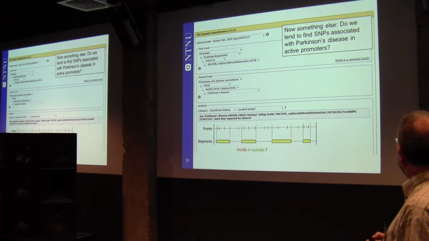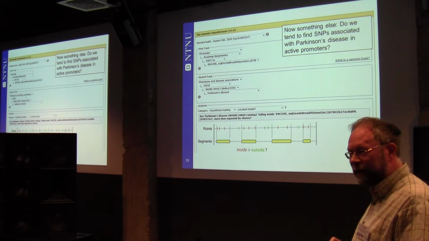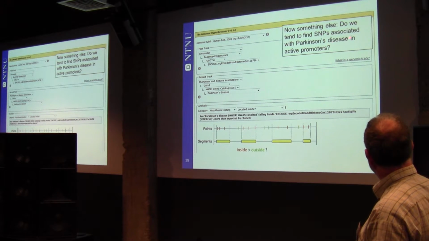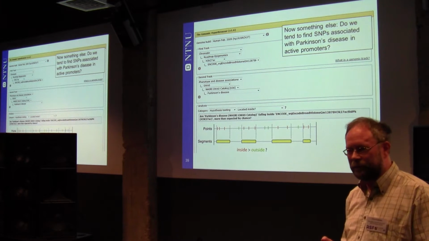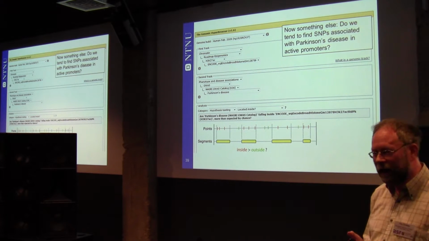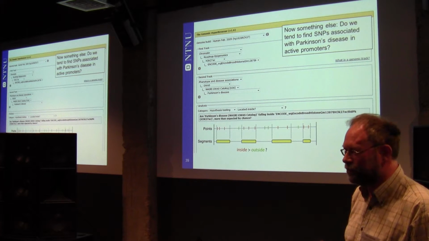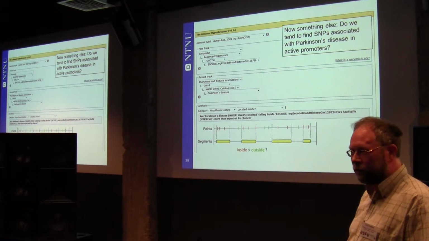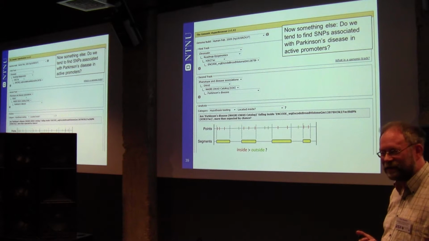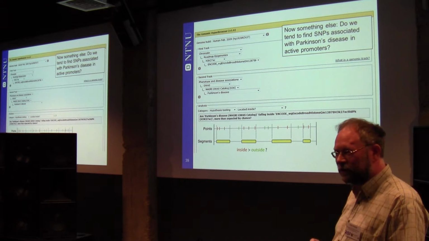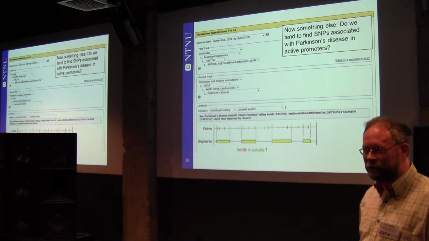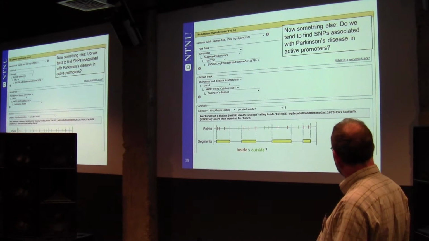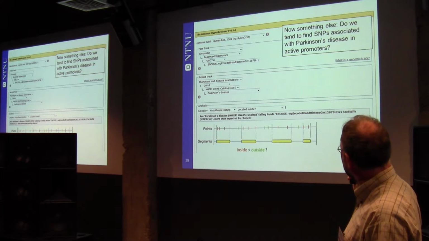Okay, let's try something completely different. Do we tend to find SNPs associated with Parkinson's disease in active promoters? And I have to admit that this is a very random choice. I was using this GWAS catalog of 636 data sets. So I just scrolled down until I found something that looked familiar, and Parkinson's disease was one of the interesting ones from our point of view.